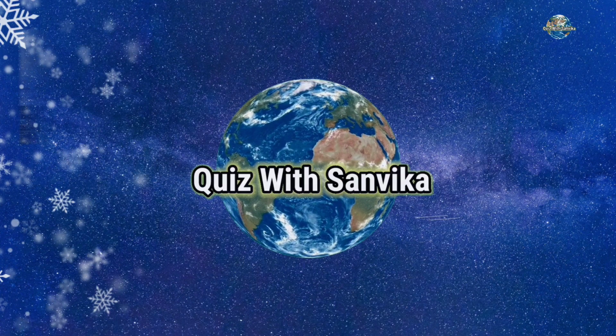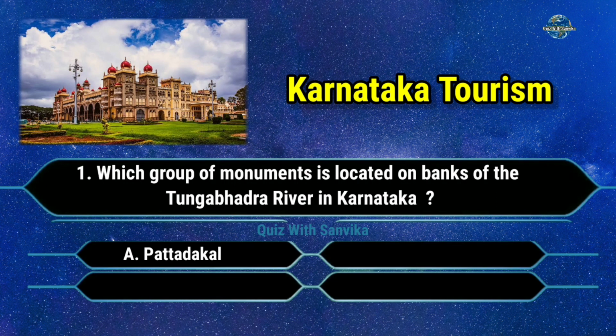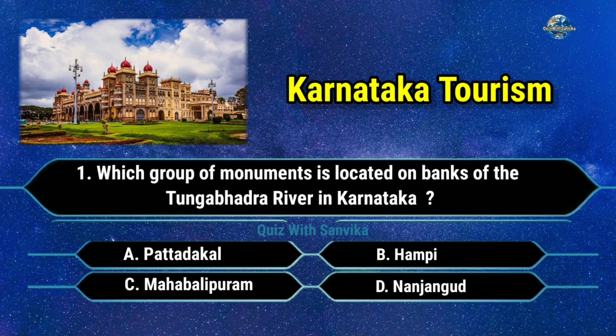So let's start. Which group of monuments is located on the bank of Tungabhadra river in Karnataka? Options are A. Pattadakal, B. Hampi, C. Mahabalipuram and D. Nanjangud. Answer is B. Hampi.